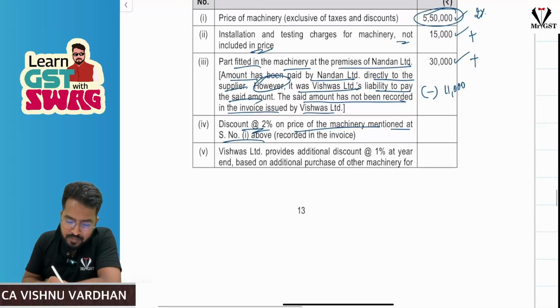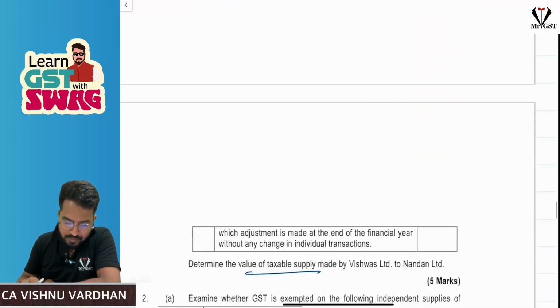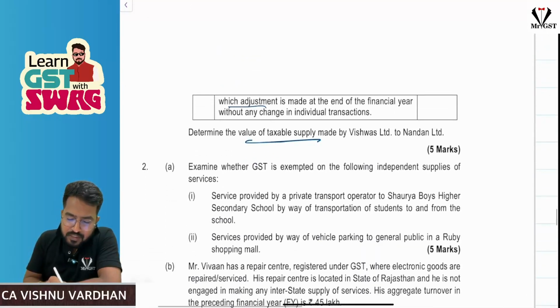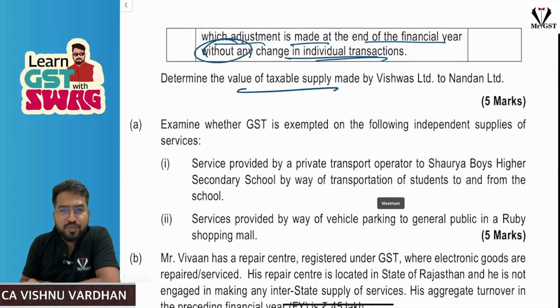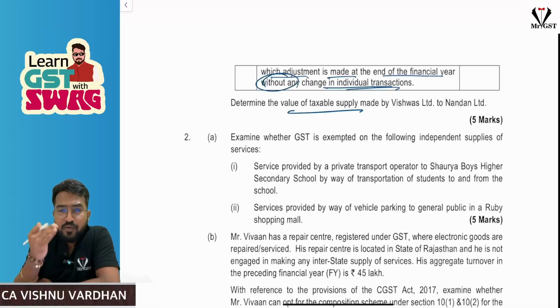Next, Vishwas Limited also provides an additional discount of 1% at the end of the year based on additional purchases of other machinery, which adjustment is made at the end of the financial year without any change to individual transactions. So that means the discount is given after the supply is made, and when the discount is given after the supply is made, you should understand, sir, we have three conditions, correct?